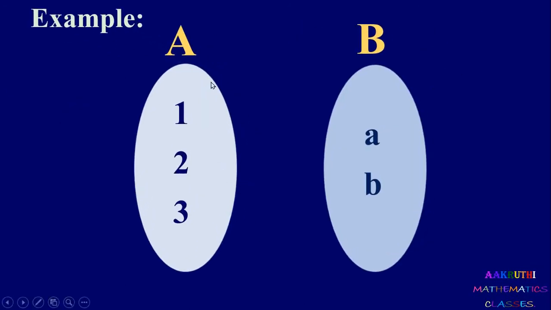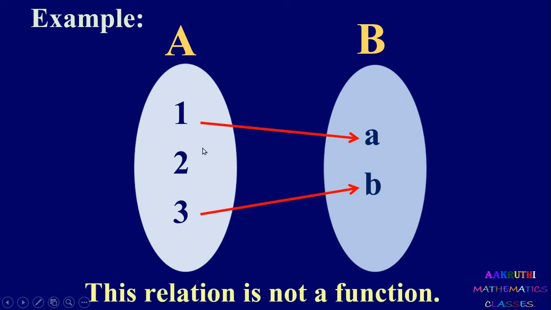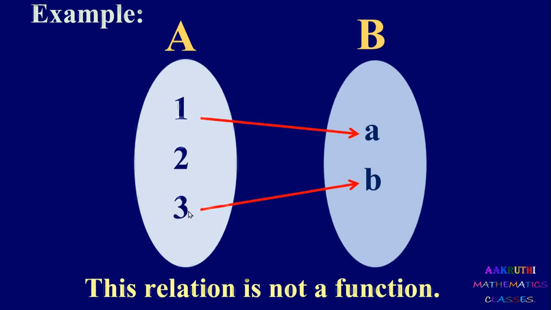Let's consider one more example. Suppose you consider set A with 1, 2, 3 and set B with a, b. Now here 1 related to a and 3 related to b. Now this relation is not a function since 2 does not have any relation. Here all the elements of set A do not have a relation. So here 2 does not have any relation. So therefore, since 2 does not have any relation, this relation is not a function.